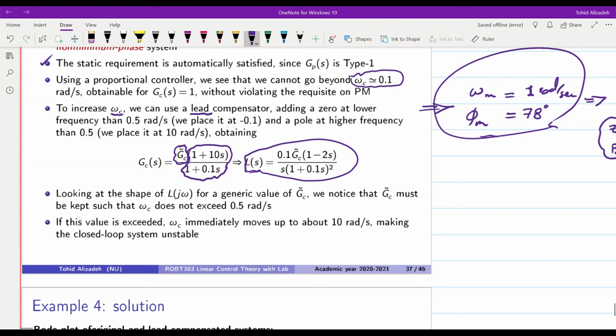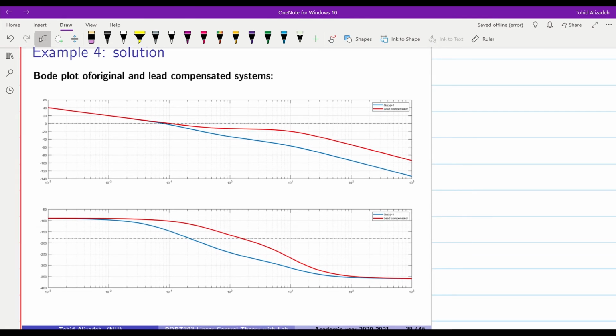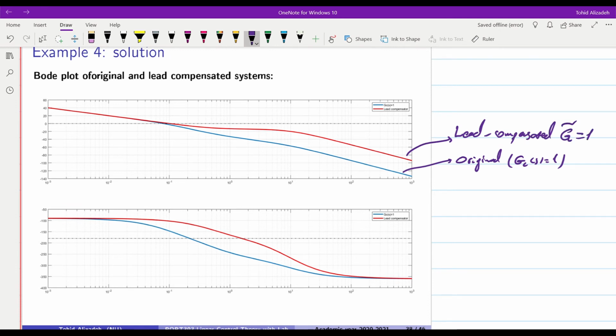And now we can have a look at the shape of L of j omega to pick a proper value for GC tilde. If you look over here, you can see what we have for the original system, where GC of s is equal to 1, and for the lead compensated system. And here we have GC tilde equal to 1. So we can try to introduce a proportional part and increase the value for the generalized gain from 1 to some value.